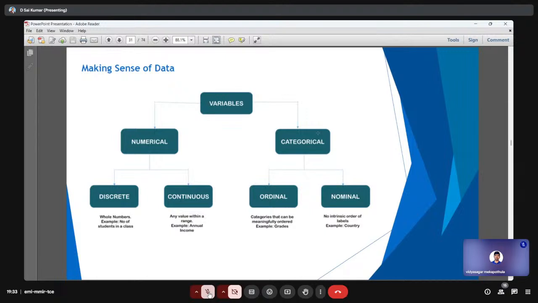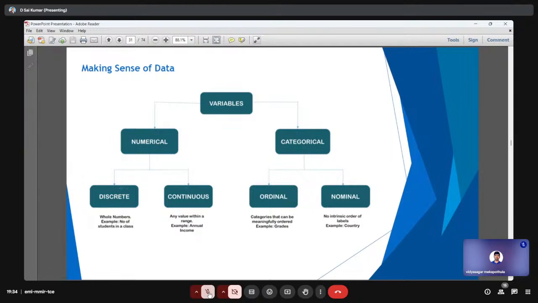For example, a person's age, the number of students in a class, the weight, or the blood pressure of the patient. These are all categorized under numerical data, and this data is often referred to as quantitative data. In descriptive statistics, instead of numerical data, we use the term quantitative data. The numerical data can be described further into discrete and continuous.